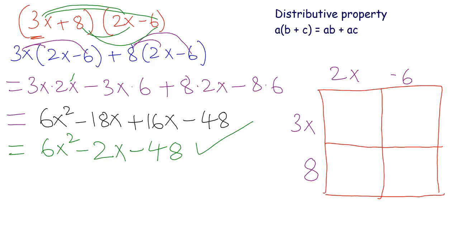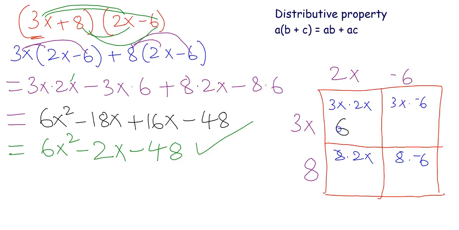Now let us multiply. 3x times 2x goes in the first box. Then 3x times negative 6. You are done with 3x. Now take 8 times 2x, and again 8 times negative 6. Okay, now let us find the products for all of these.